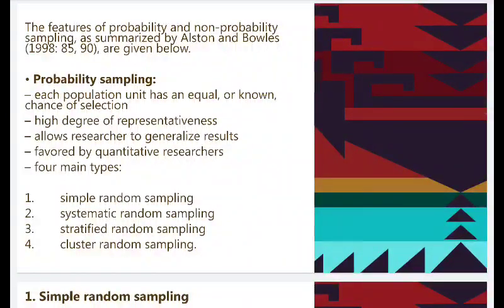Ano yung probability sampling? Features of probability sampling as summarized by Alston and Bowles, 1988, are given below. In probability sampling, population units have an equal or known chance of selection. Mapipili talaga with degree of representativeness. Makukuha talaga yung representativeness. And it allows researchers to generalize results, favored by quantitative researchers, and it has four main types. First is random sampling techniques: simple random sampling, systematic random sampling, stratified random sampling, and cluster random sampling. So isa-isahin po natin kung ano to.